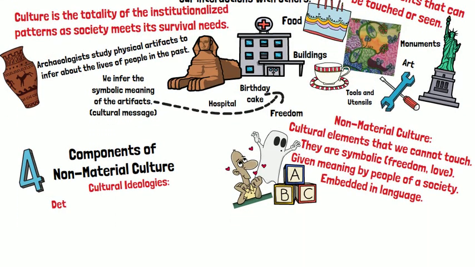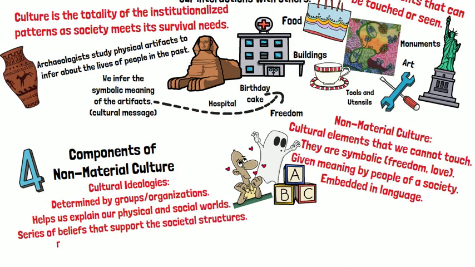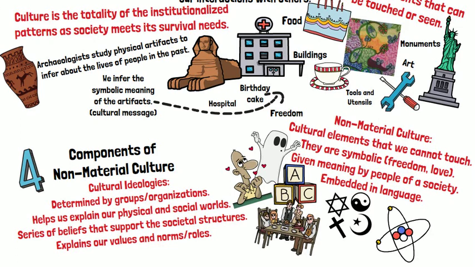The first is our cultural ideologies. These are determined by groups and organizations, usually religious or scientific organizations, and they help us explain our physical and social worlds. They are a series of beliefs that support the societal structures, and it also helps explain our values and norms.